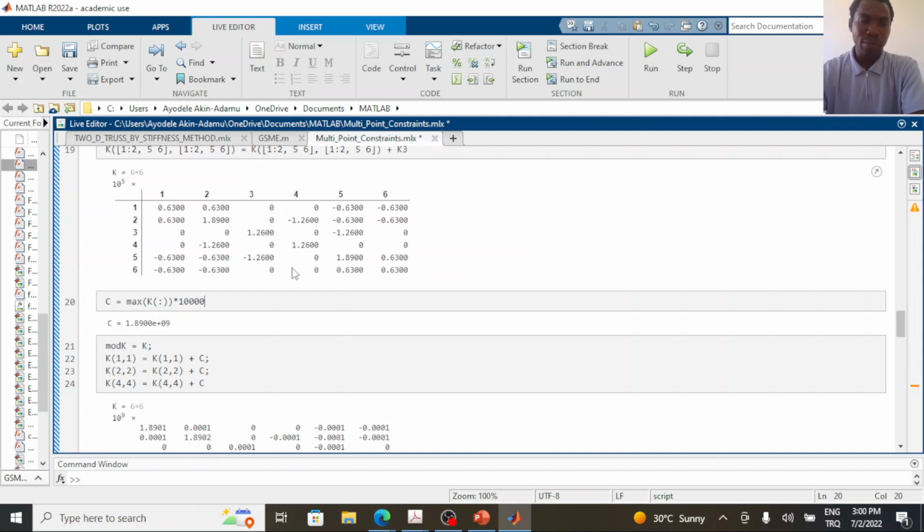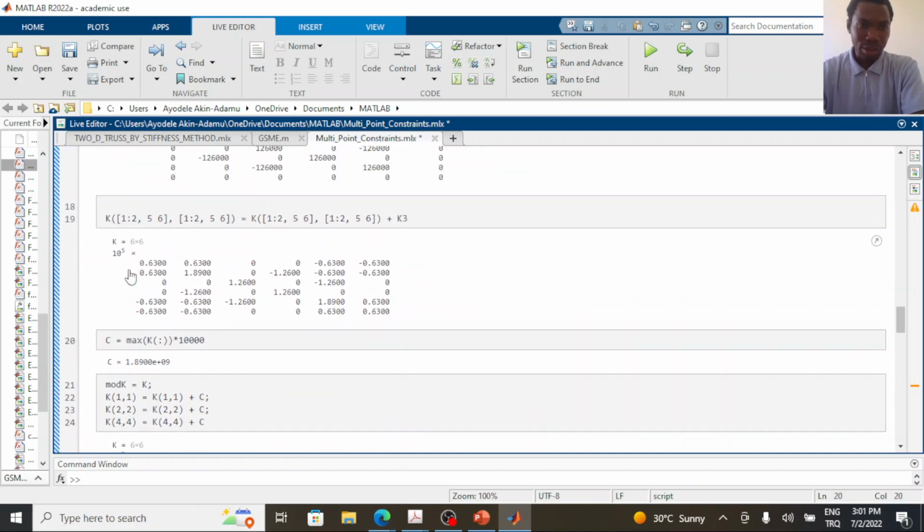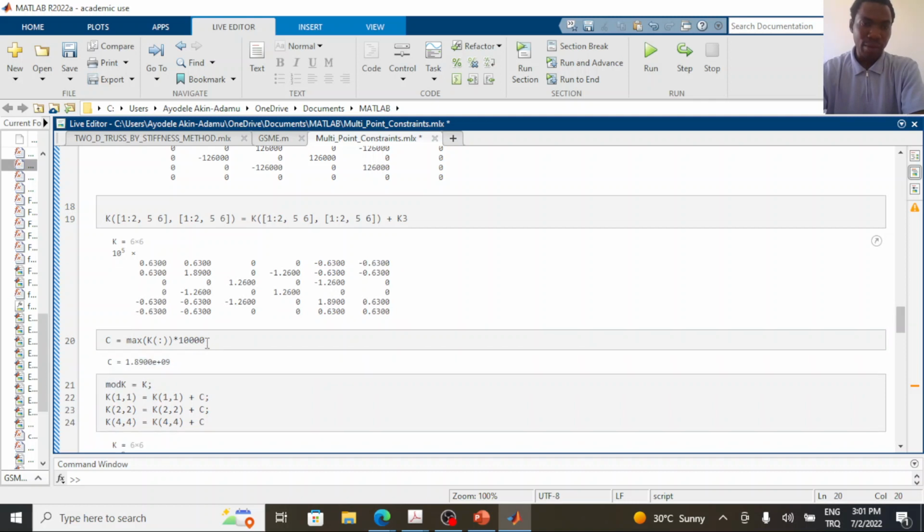method. So we need to find out the largest value in this global stiffness matrix, and we multiply by 10,000, and we denote that value by C. So this MATLAB line of code actually does that for us. I wrote C is the last stiffness which we want to use to modify our global stiffness matrix. And the max function actually gets the greatest value in the global stiffness matrix, which is this matrix. And then we multiply the value by 1,000.